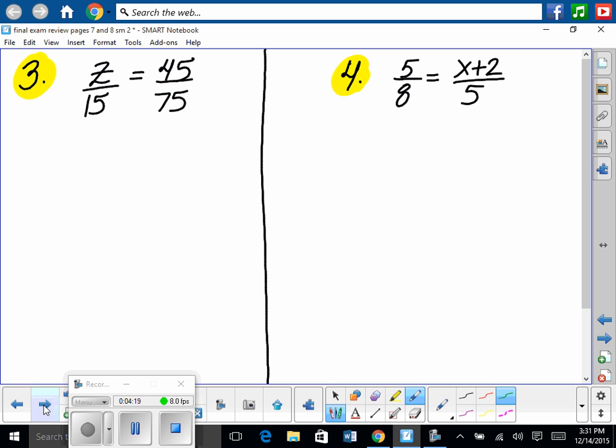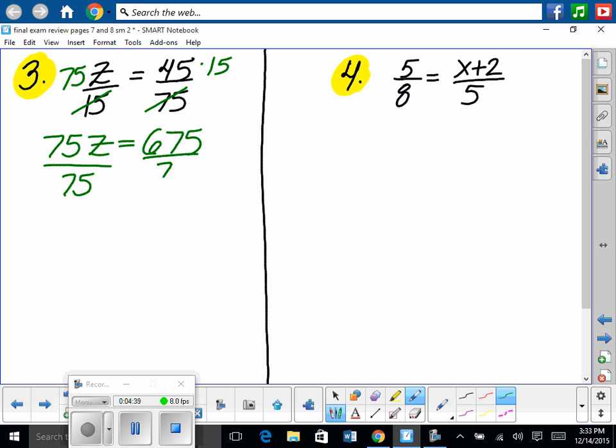So notice we have just a fraction on the left, just a fraction on the right, so I'm going to cross multiply. So I multiply both sides by 75, but it divides out over here. Multiply both sides by 15, divides out over here. So I have 75Z is equal to 675. And then to solve for Z, our last step, divide both sides by 75. So we get Z is equal to 9.